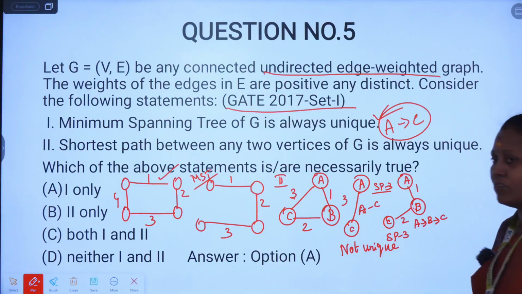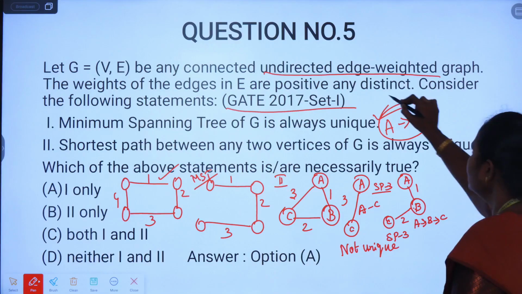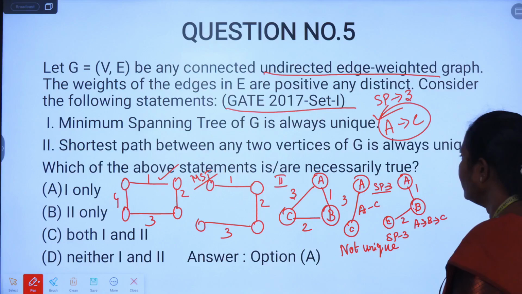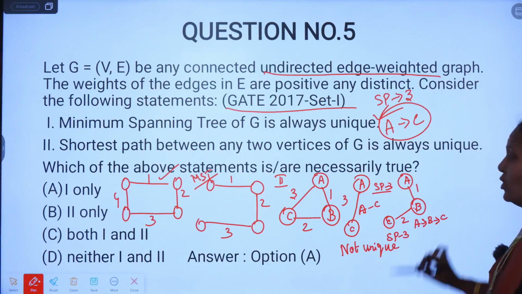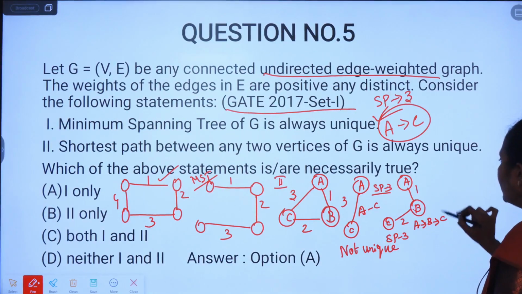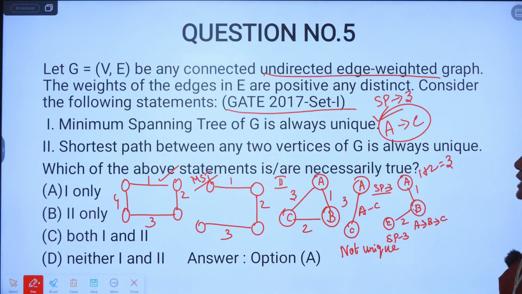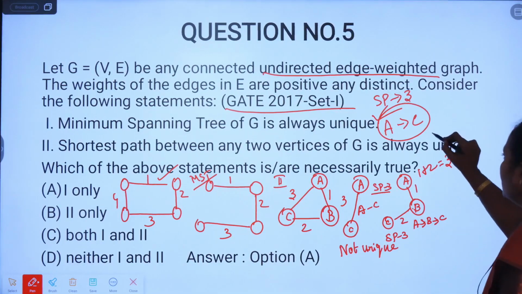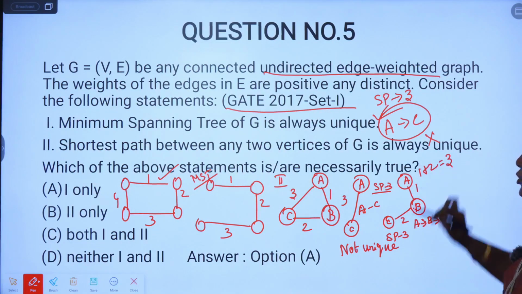What are the shortest paths we have? You can reach straight away, so if you are reaching straight away, your path cost will be 3 here. What is the another way we can reach it? We can reach C via B also. In this we are having A to B, B to C. That is 1 plus 2, 3. So the statement that shortest path between any two vertices of G is always unique is not correct. It is not unique actually. Therefore, the second option is wrong.